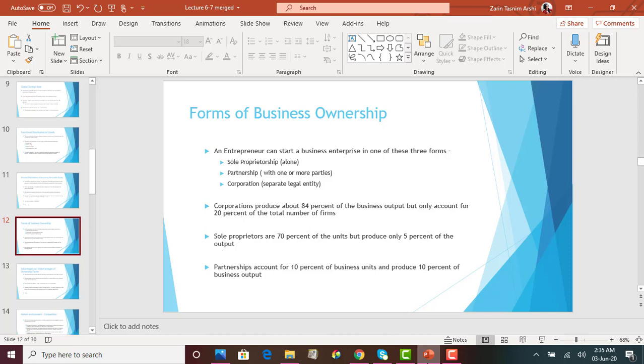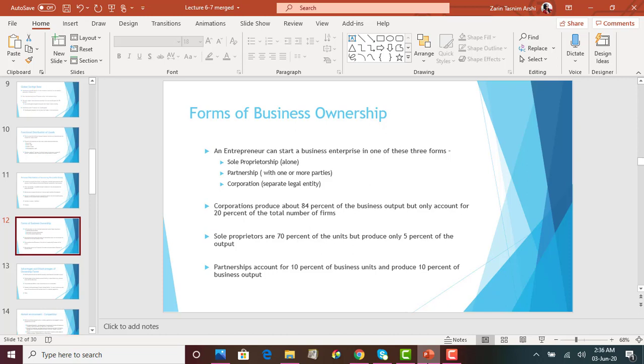Okay, now when we look at the output in terms of the quantity of the output, we will see that 84% of the output is produced by corporations, and in terms of the number of firms, they only account for 20%. So you can think, Samsung, they produce thousands and thousands of cell phones in a year, right? So in terms of quantity, they are 84%, but in terms of the number of firms in an economy, they are 20%.